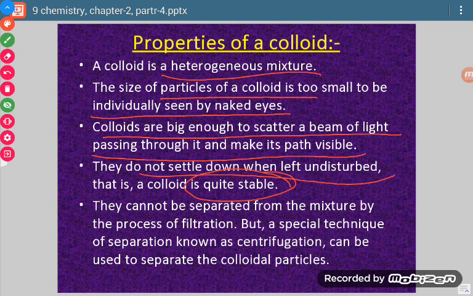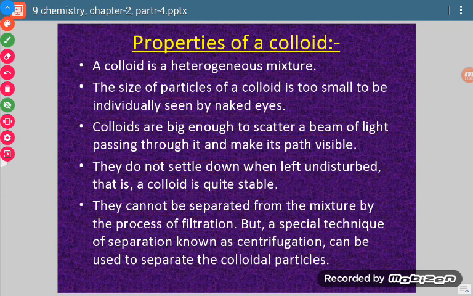Next property, they cannot be separated from the mixture by the process of filtration. In case of suspension, we can separate the mixture by the simple process of filtration, but colloids cannot be separated. One more technique is there, which is called centrifugation. We are going to study this in the separation of substances, in the next session. Centrifugation is the process required for separation of a colloid into its components.